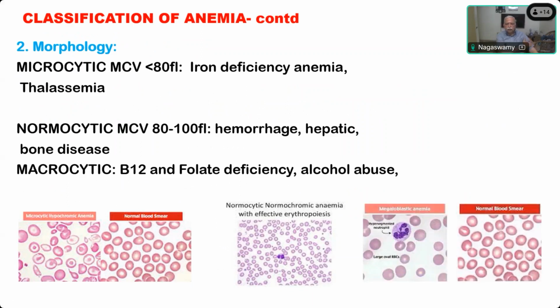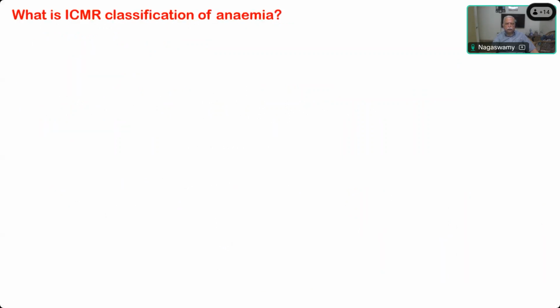So this is the picture to show you the comparison between the normal RBCs and the megaloblastic RBCs, which have even the nucleus still present. Large oval RBCs are there. So hypersegmented neutrophils are seen in between this. This is not an RBC, this is a neutrophil. But the cells are definitely larger than the normal cells. So the second classification is based on the morphology, the appearance.